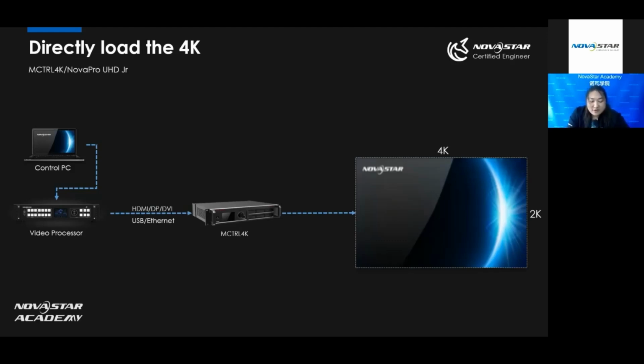Yes, I think you must guess what the next one is. Yes, just the 4K all-in-one controller. Yes, it is. Let's say the diagram here. The control PC gives the video signal to the video processor. Yeah, HDMI, DP, or DVI, whatever you want. And still, they've got a USB and Ethernet cable here to give the control command to the MCTRL 4K. And the one 4K could just load the real 4K by 2K screen here.